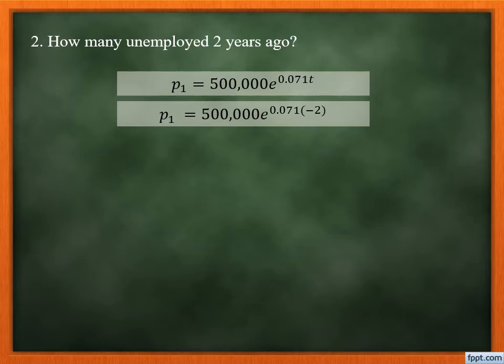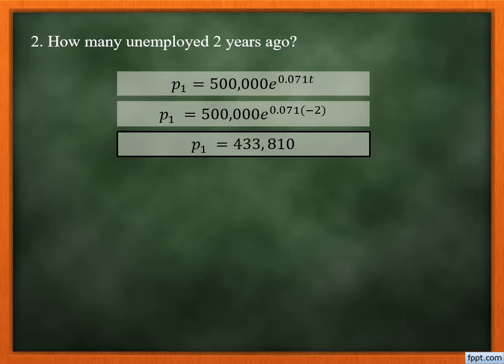If the time given is going to the future, we will use a positive sign. But if it is going to the past, we need to use a negative sign. So our P sub 1 is equal to 433,810.